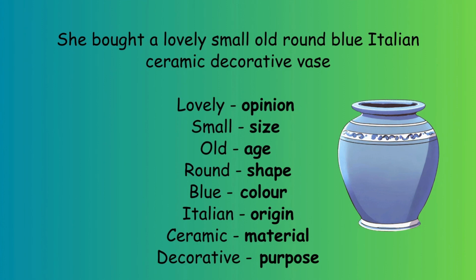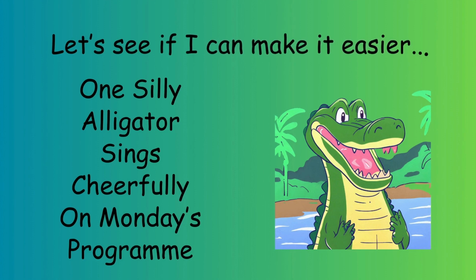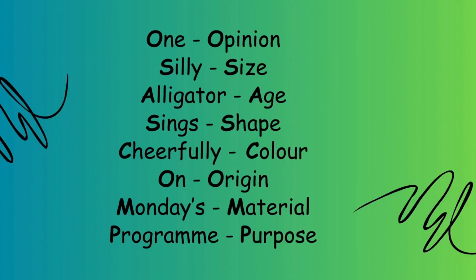And this is perhaps a little bit confusing, so let's see if I can make it a little bit easier. We can use a sentence that uses the first letter of each word, and we can say, one silly alligator sings cheerfully on Monday's program, the radio or TV program, whatever you want to imagine. One silly alligator sings cheerfully on Monday's program.